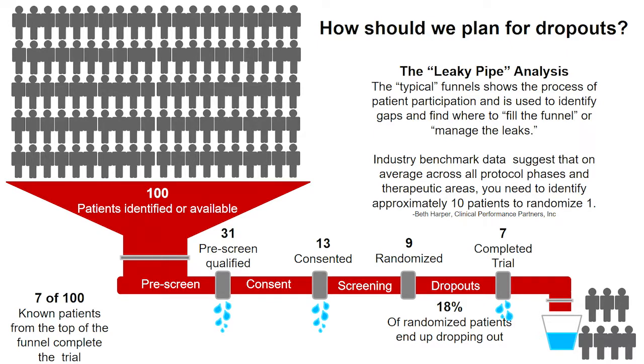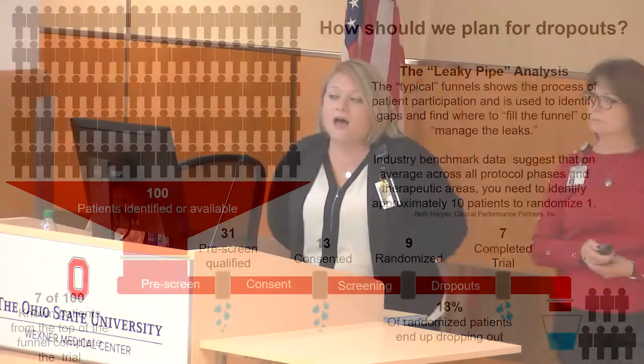This was an analysis done by Beth Harper of the Clinical Performance Partners, who referred to this as the leaky pipe analysis. The idea is that if you had 100 patients identified for your study through pre-screening, consenting, and randomization, only 7 of those 100 people are actually going to complete your trial. It's something to really keep in mind when you're looking at your recruitment and your retention. How do you maintain those 7 people?